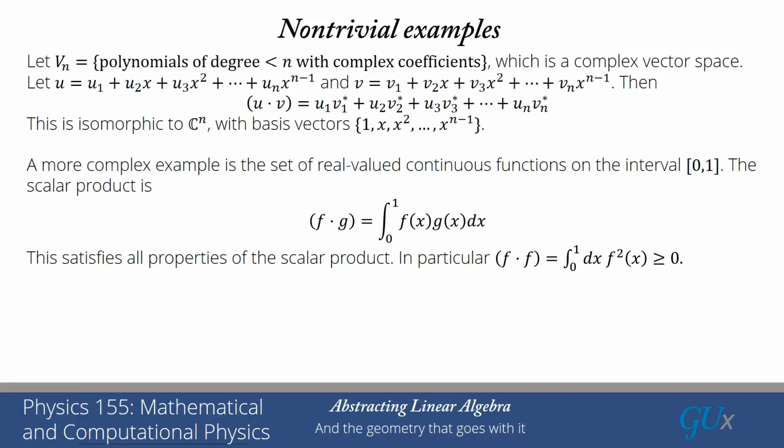Okay. Before we ask that, let's just point out one of the properties of the scalar product. If I wanted to show that f dot f is greater than or equal to 0, well, f dot f is the integral from 0 to 1 dx of f squared of x. Now, f squared of x is a set of non-negative numbers, and so when I sum a set of non-negative numbers, I have to get a number that's greater than or equal to 0.